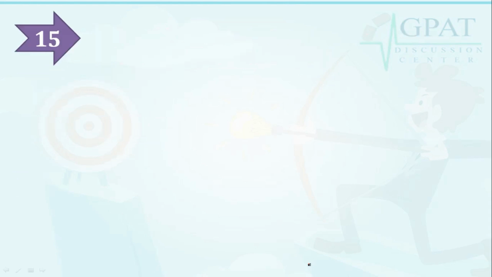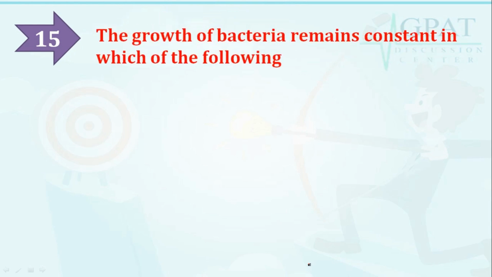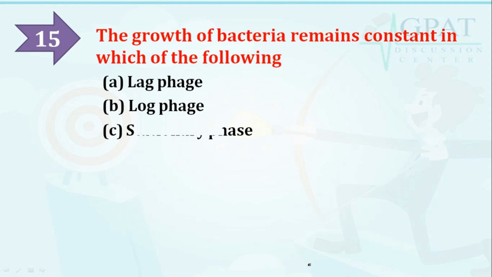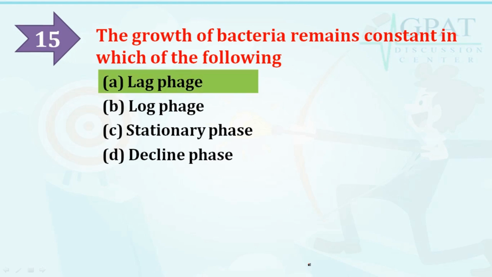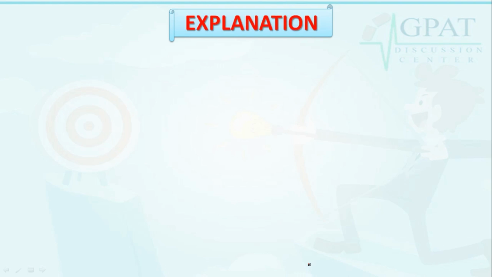Next question, question number 15. The growth of bacteria remains constant in which of the following? Options are lag phase, log phase, stationary phase, decline phase. Right option here will be lag phase. So what are the lag phase, log phase, stationary phase and decline phase in the growth of the bacteria? Let's see in the explanation.